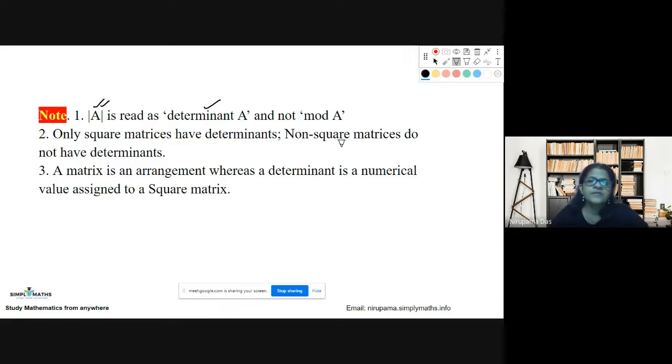The basic difference between the matrix and determinant is, a matrix is an arrangement, whereas determinant is a numerical value assigned to a square matrix. And of course while denoting a matrix we use square brackets or parentheses, but when we write a determinant we use two vertical bars. So another difference is this.